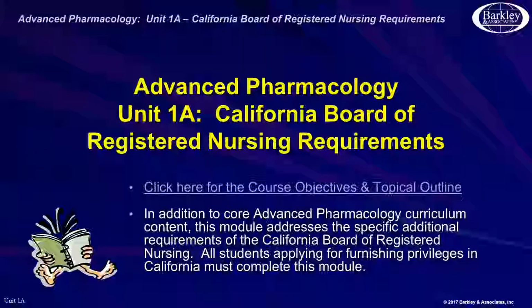In this session of Advanced Pharmacology, we're going to discuss some of the California Board of Registered Nursing requirements. This session will discuss some of the legal requirements that the board wants you to know. All nursing students applying for furnishing privileges in California must complete this module. It'll discuss some key points and some enabling objectives. So let's begin by looking at this session.